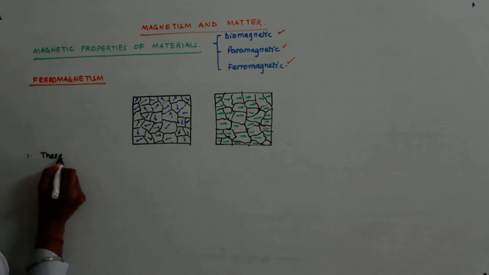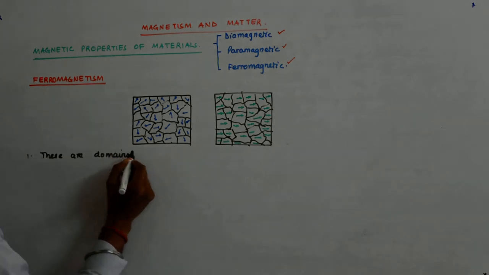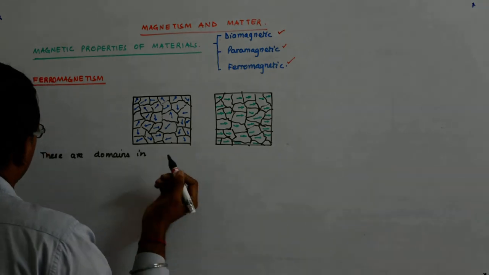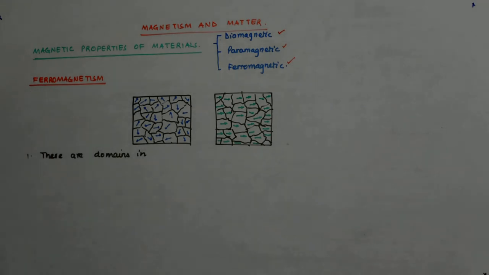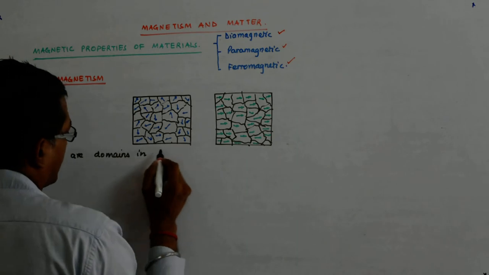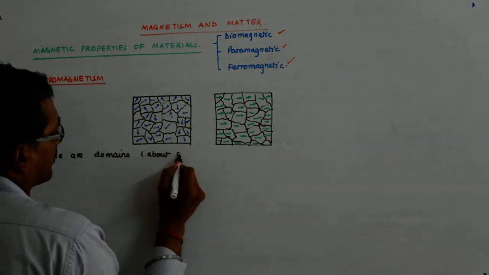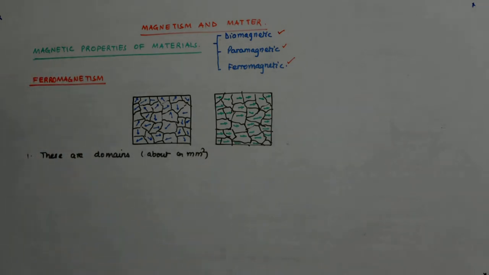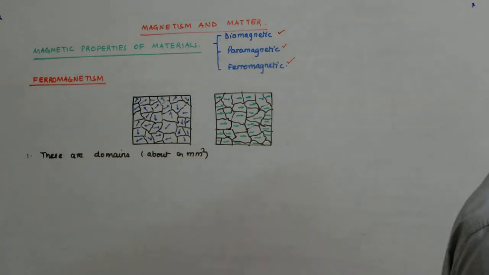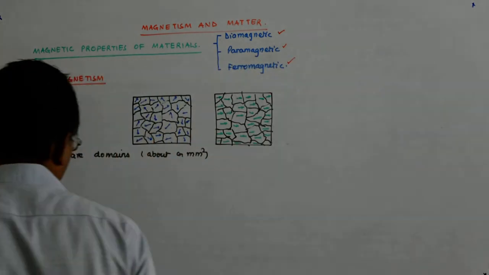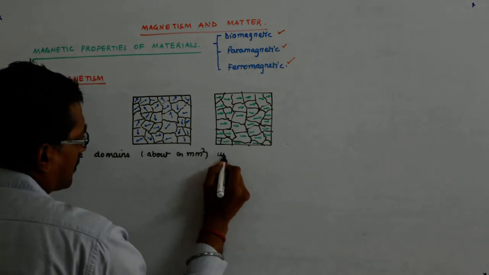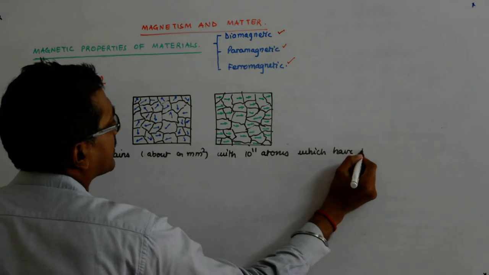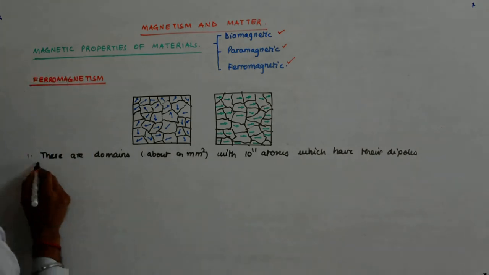So there are domains, they have written about the size of the domain. There are domains of about a mm, about mm square. Large. Yeah, it's visible also. You can see it turning if you put a liquid with magnetic material, then you can actually see that. With how many atoms? 10 to the power 11 atoms which have their dipoles pointed in one direction.